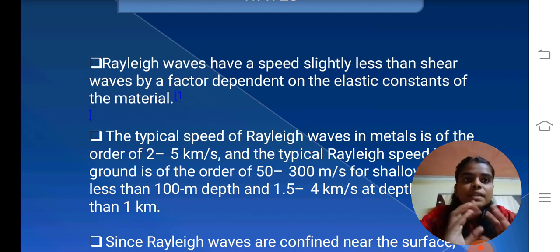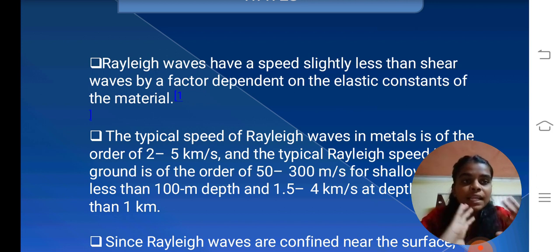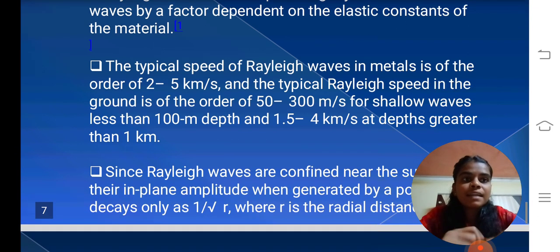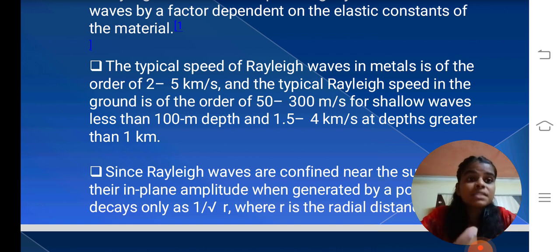The Rayleigh waves have a speed slightly less than the shear waves by a factor dependent on the elastic constants of the material. The typical speed of the Rayleigh waves in the material is of the order of 2 to 5 kilometers per second, and the typical Rayleigh speed in the ground is of the order of 50 to 300 meters per second for shallow waves, at less than 100 meter depth, and 1.5 to 4 kilometers per second at depths greater than 1 kilometer.